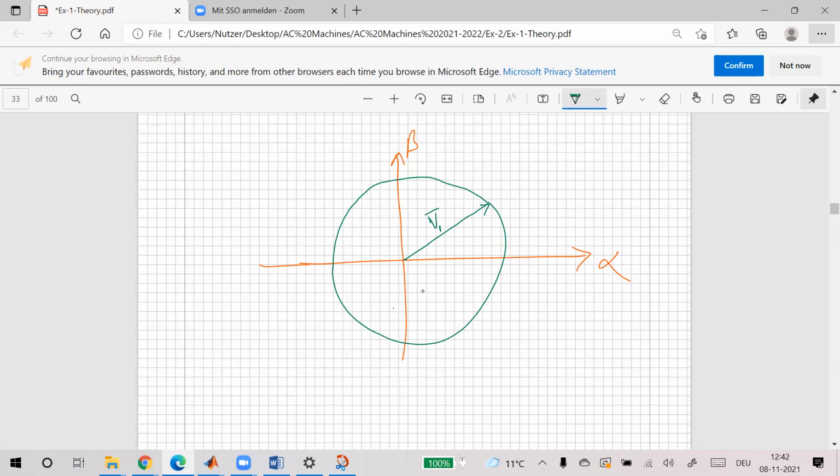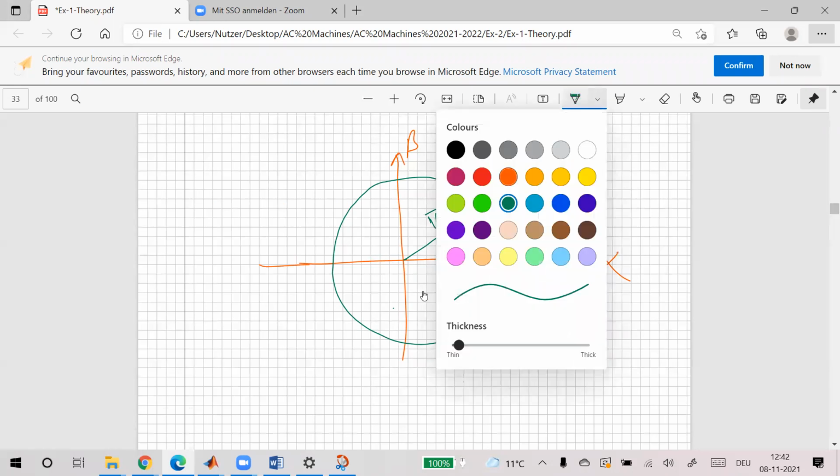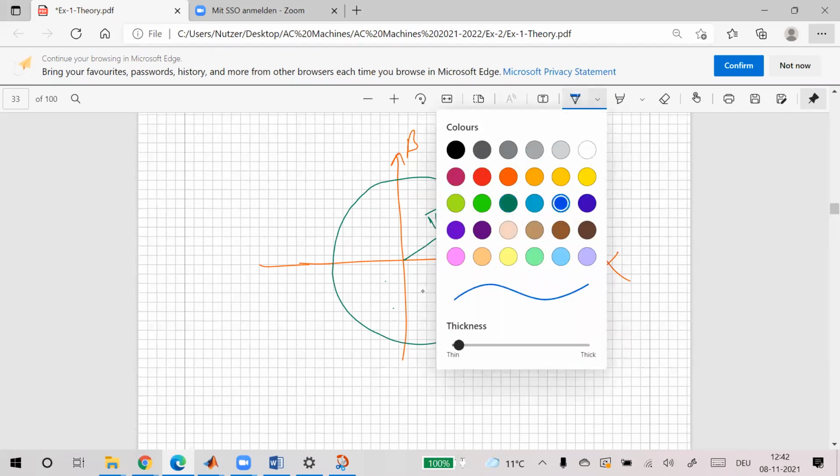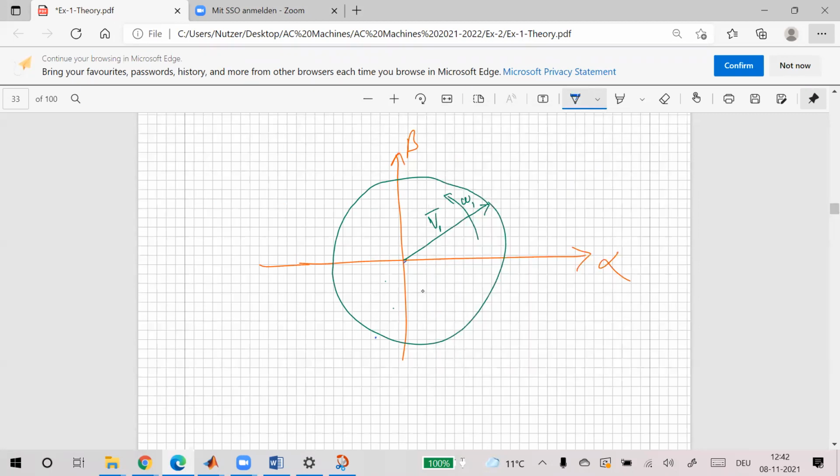And if you want to see your fifth order, this rotates like this with omega 1. Now you want to see the fifth order harmonics. It would also be somewhere here, but its magnitude is 20%. So it will be like this, and it also makes a circle, but it rotates like this. It rotates with 5 omega 1.